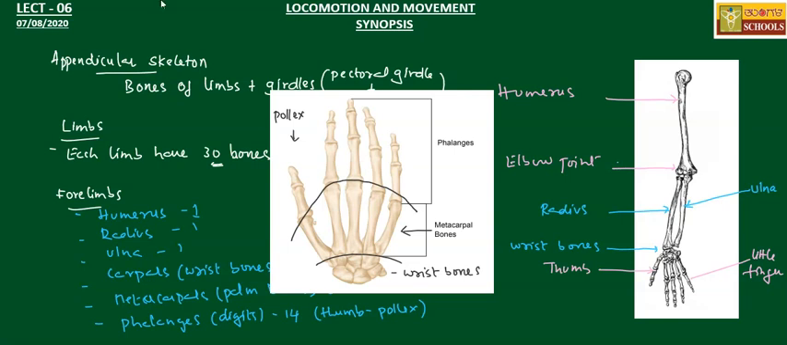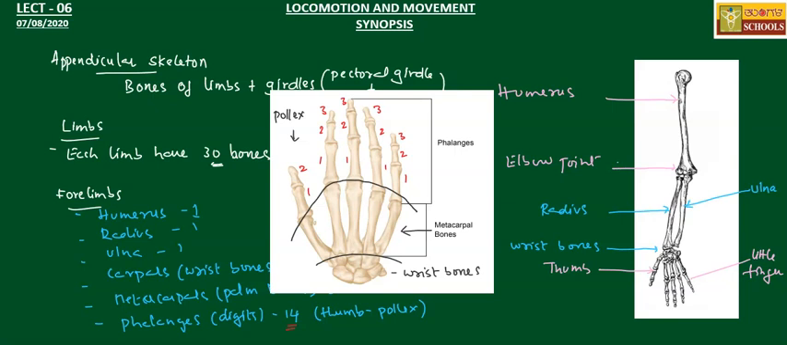So this thumb has only two phalanges, 1 and 2. Coming to the index finger, it has three phalanges, 1, 2 and 3. And the middle finger also has three phalanges, so 1, 2 and 3. And coming to the ring finger, it also has 1, 2 and 3. The last little finger also has three phalanges, okay. So 4 times 3 is 12 plus 2, so in total you have 14 phalanges, okay. So that's all about the forelimb, okay.